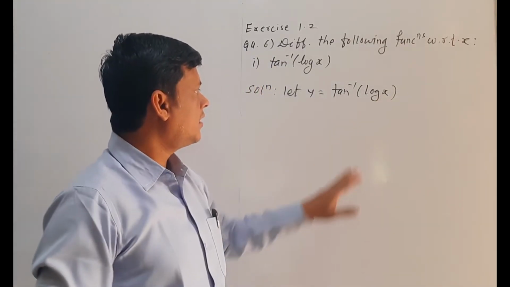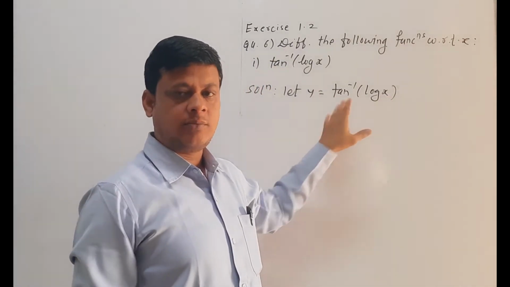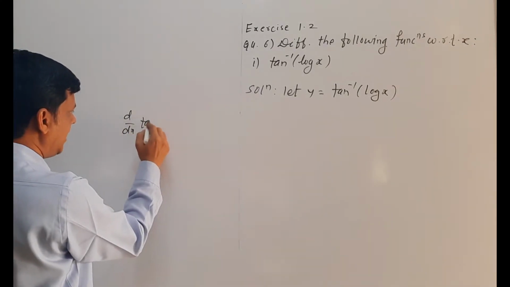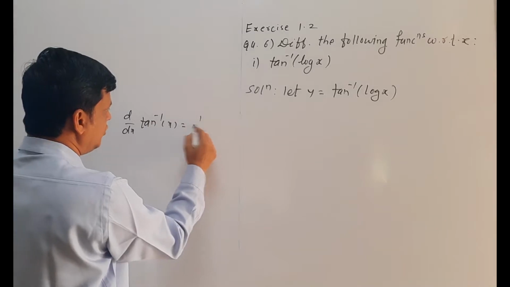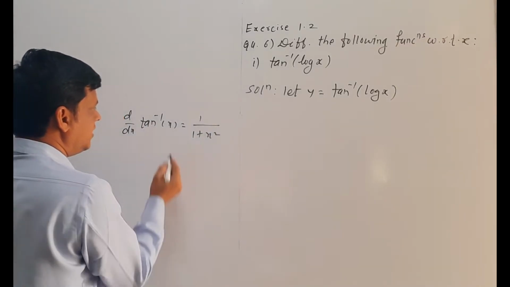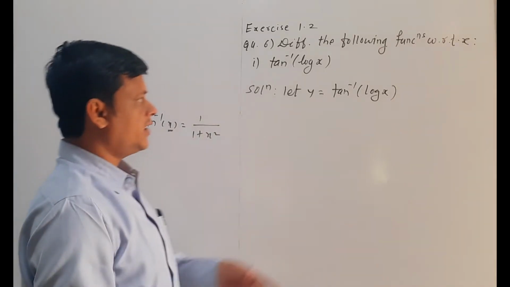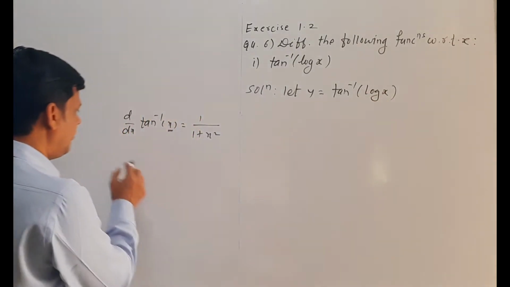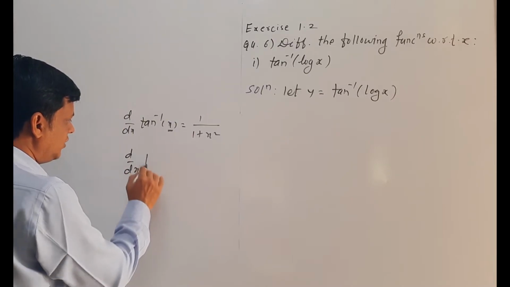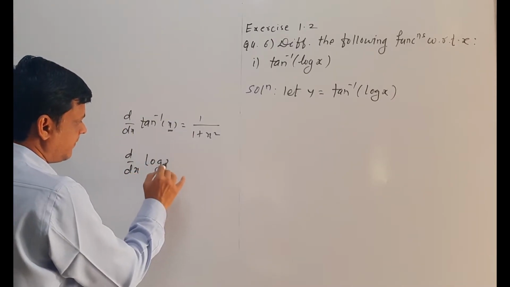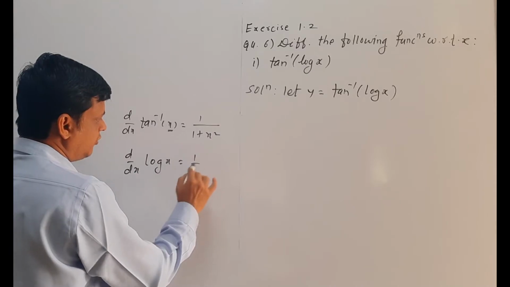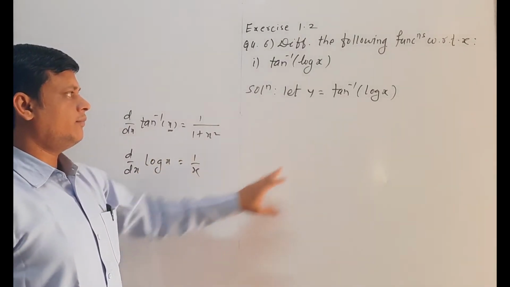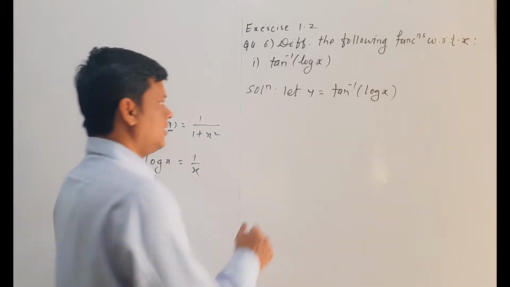Now this tan inverse is a composite function because we know the standard form. d by dx of tan inverse of x is equal to 1 upon 1 plus x square. Here, instead of x the value is log x. That means we also have to find the derivative of log x. For that we know the derivative of log x with respect to x is 1 by x. So we use these two standard forms for differentiating this function.